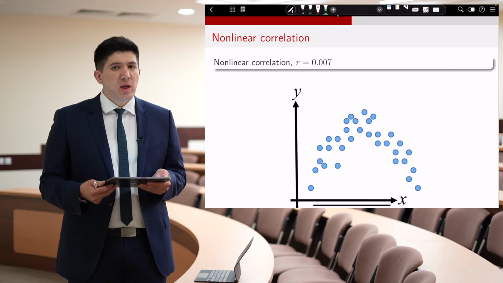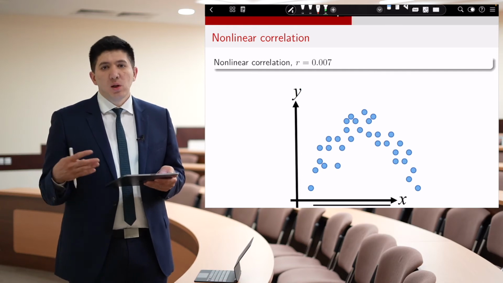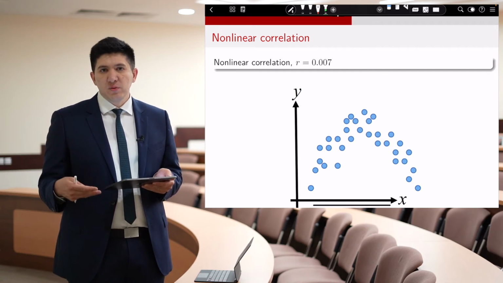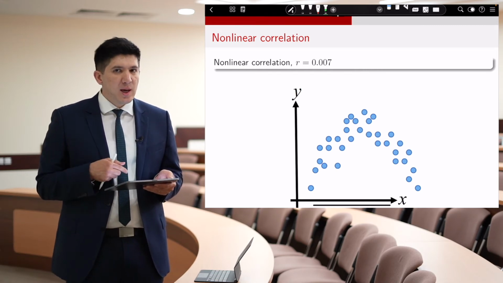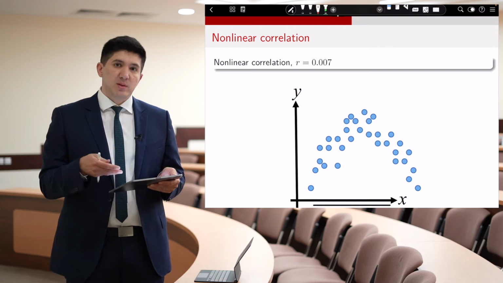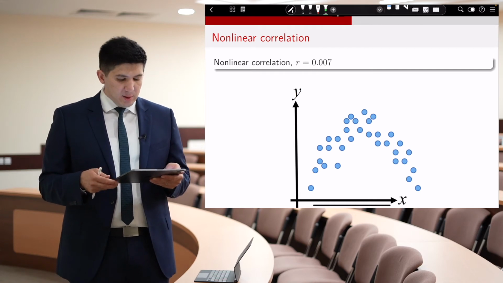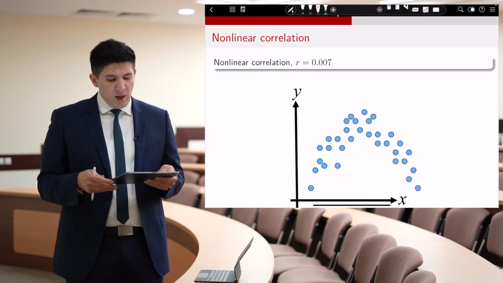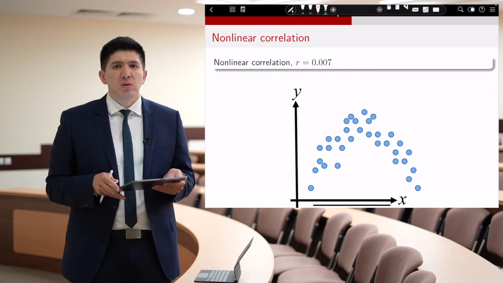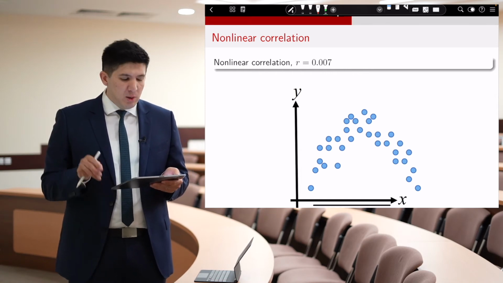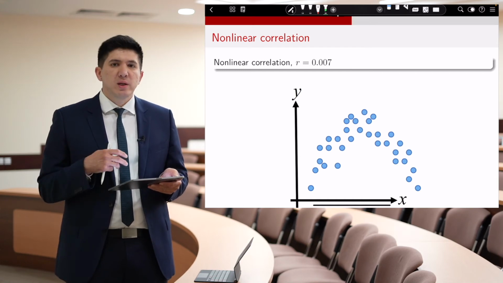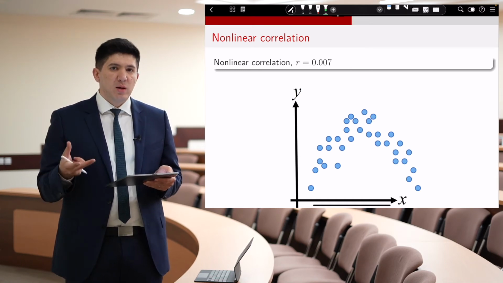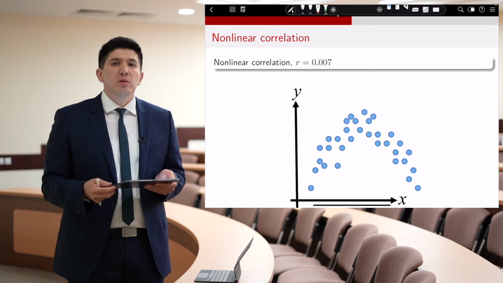But if this correlation, if this relationship is non-linear, this correlation coefficient is not going to be able to track that. For example, for this data set, we can see from the scatter plot that they are correlated, and I would say that they are really strongly correlated. But r is going to be equal to 0 or close to 0, because it is not able to track that nonlinear correlation.